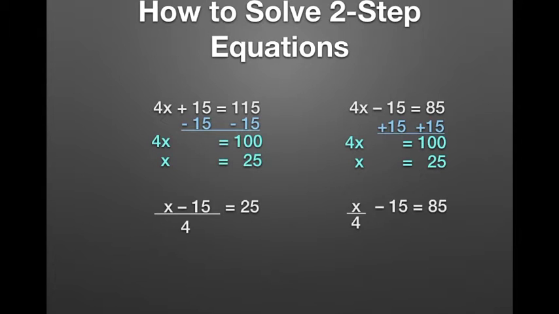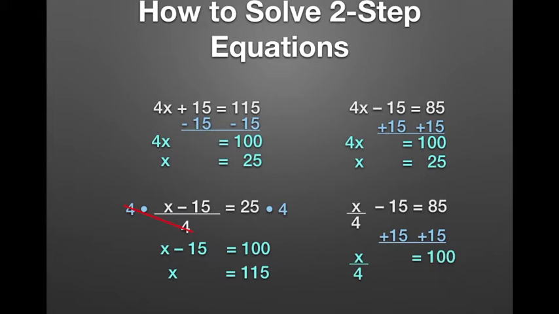What if you have x minus 15 over 4? Well, over 4 just means divided by 4. So let's multiply. We'll get 4 over 4 to cancel out. 25 times 4, we get 100. So x minus 15 is 100. And that's just a 1-step equation. For the last one, it looks like the one on the top right, but instead of 4x, you have x over 4. So we will still add 15 to both sides. Now you have x over 4 is 100. Multiply by 4, and you'll get x equals 400.